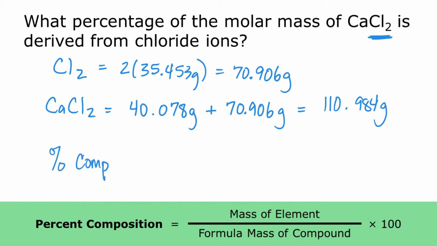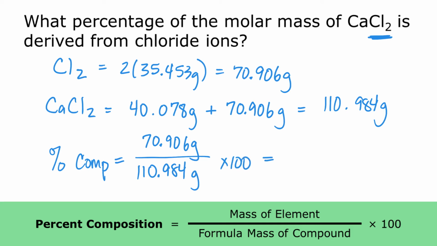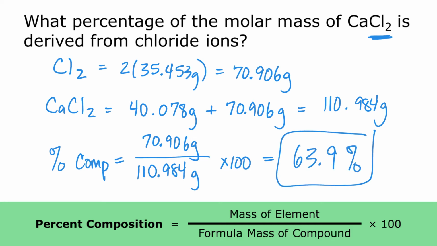And now this just becomes a regular percentage problem like you would do in math. So the part, 70.906 grams, that's the Cl2, divided by the whole. That's all we're really doing here. Times 100. And that gives us a percent composition of 63.9%. So that is the answer to this question. The chloride ions account for 63.9% of the mass of calcium chloride.